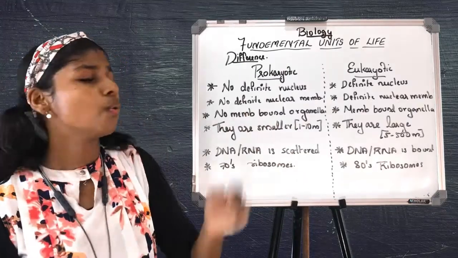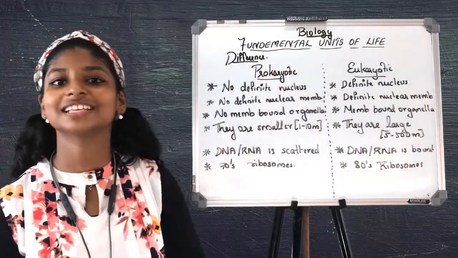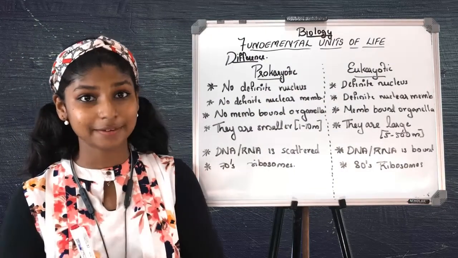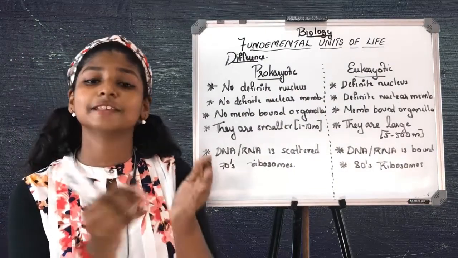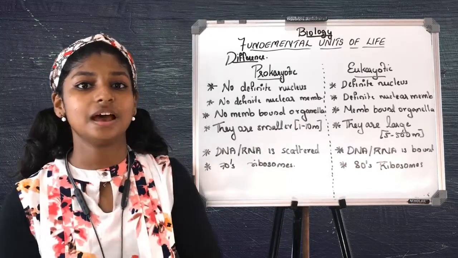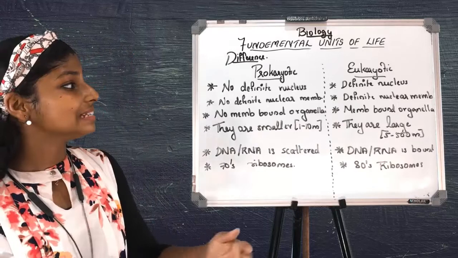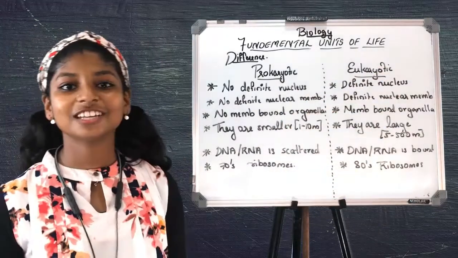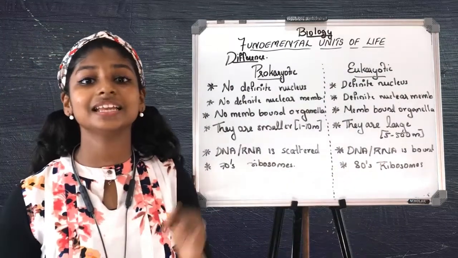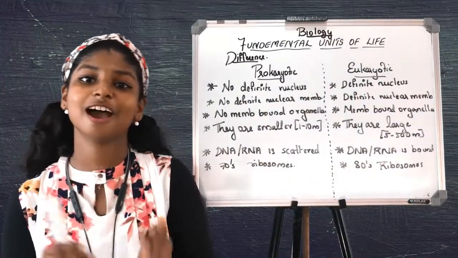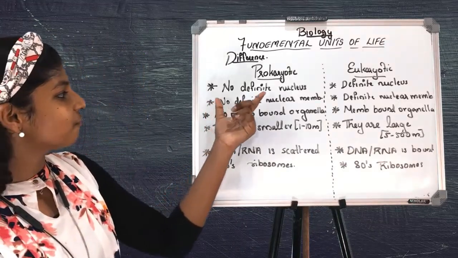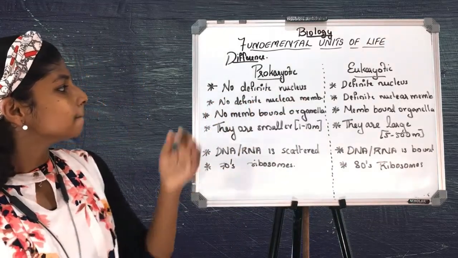As you all know, what do you mean by the prokaryotic cell? Prokaryotic cells are the primitive cells. They are seen in unicellular organisms. And what do you mean by eukaryotic cell? They have a true nucleus and they are seen in multicellular organisms. And here we have the differences.